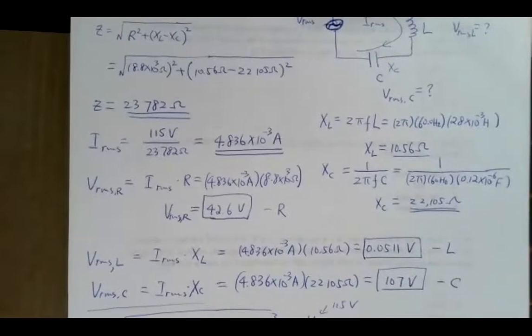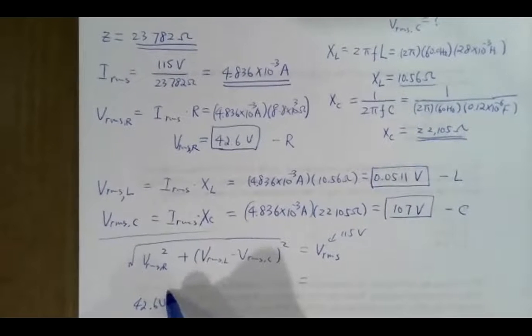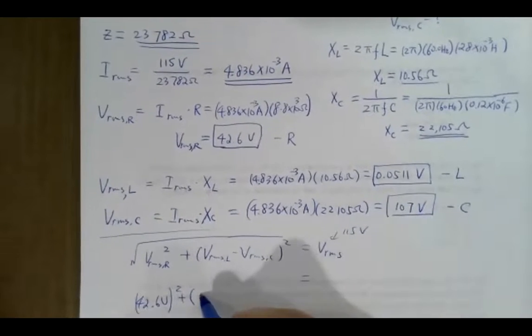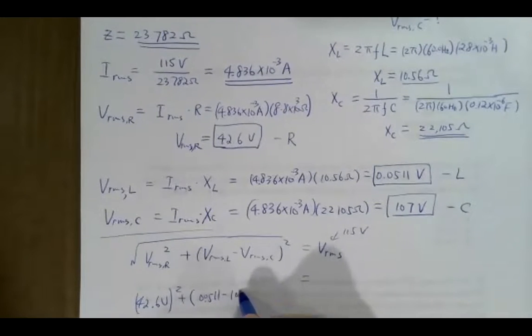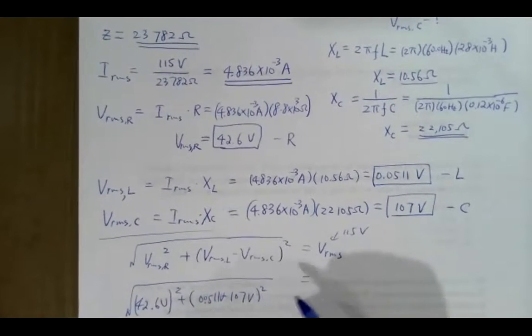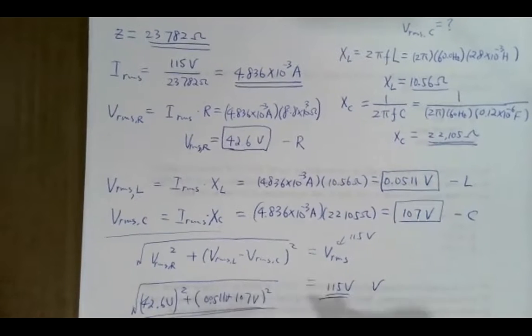The first one is 42.6 volts squared plus the second one, 0.0511 minus 107. Those are in volts squared. Okay. And it turns out to be exactly 115 volts. Okay, so you have that. Just double checking, right?